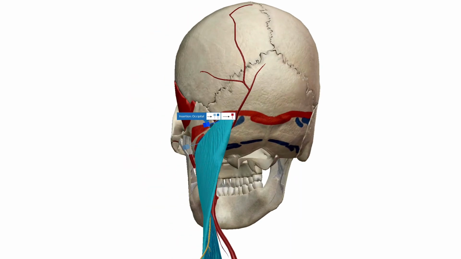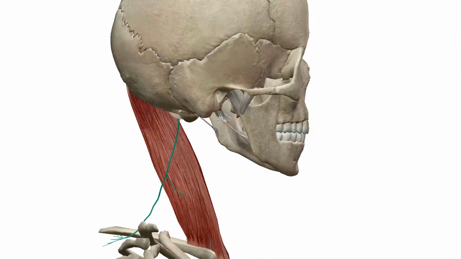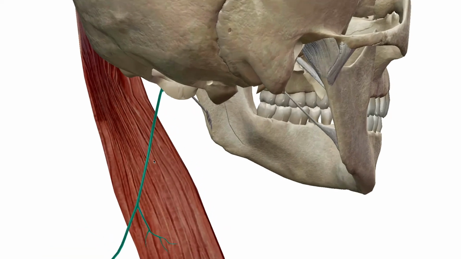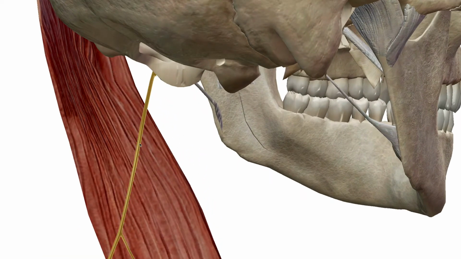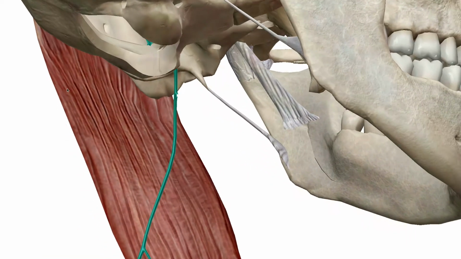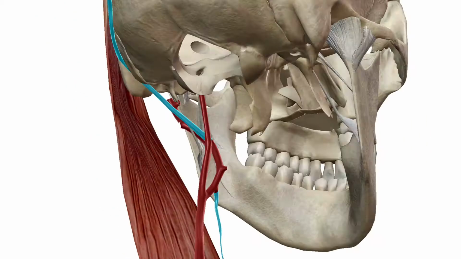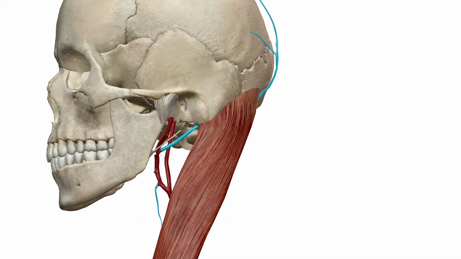And then let's take a look at the nerve that actually communicates to these muscles, and this is the accessory nerve. Remember this one, accessory? This is cranial nerve number 11. And then the blood supply comes from the carotid arteries in the neck.